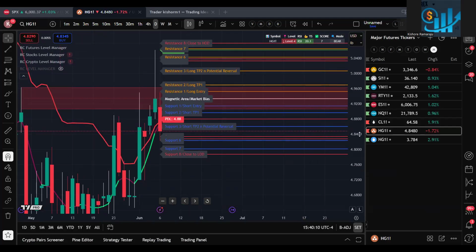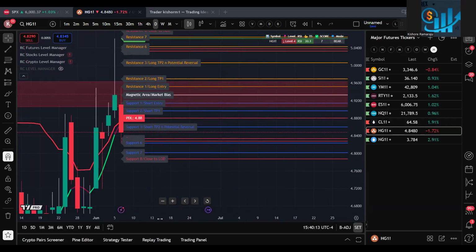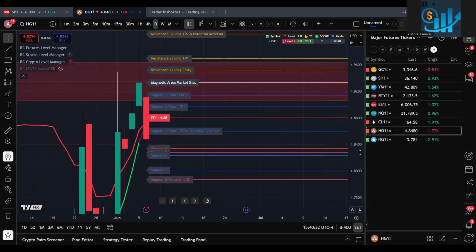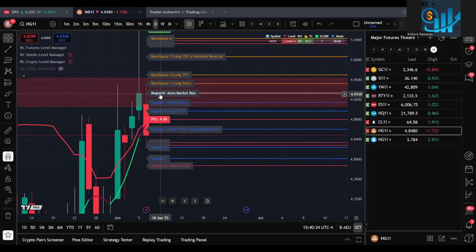For a bearish candle, your open is always at the top. That means if it is a red candle, your open is at the top and your close is at the bottom. The price closed at a lower price than the opening price. So this is your open price, this is your close price. On Friday, this is our magnetic level, our fair value zone or market bias. This is our high volume level.